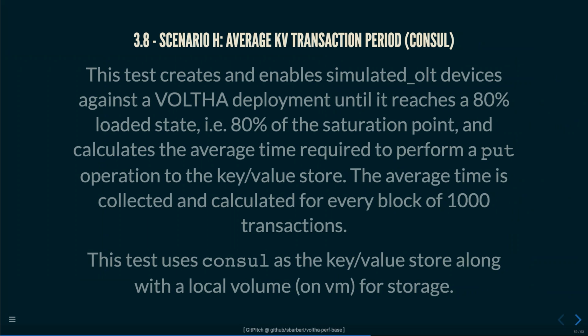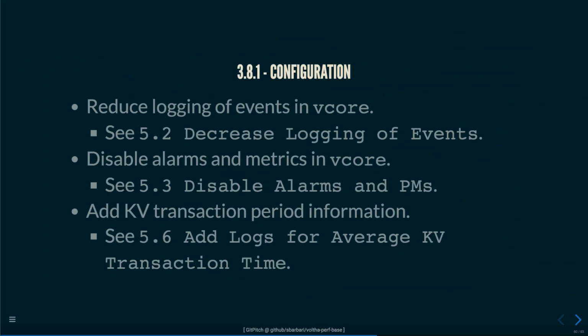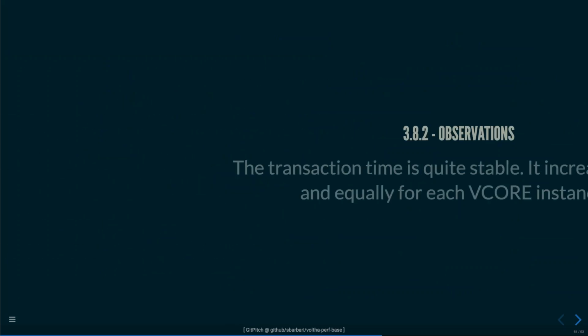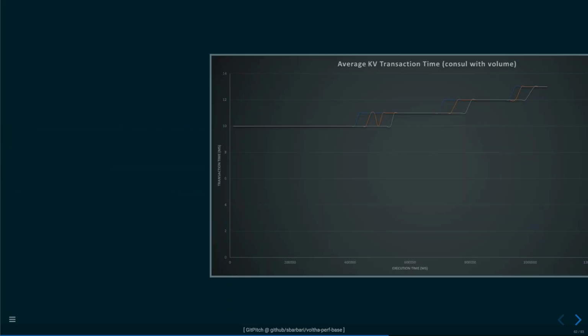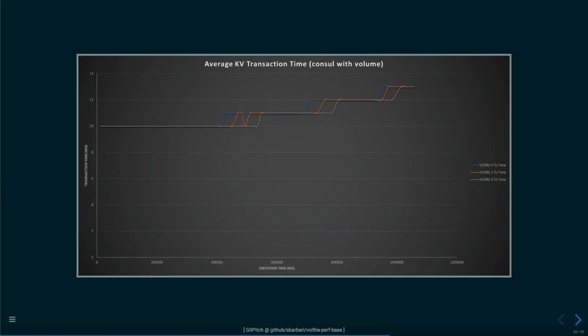Scenario H is the same test case, so we calculate against a Consul KV store. Again, it was pretty stable. In the case of the KV store, all instances were at 10 millisecond transaction time at the beginning, and all of them reached a 13 millisecond transaction time towards the end.